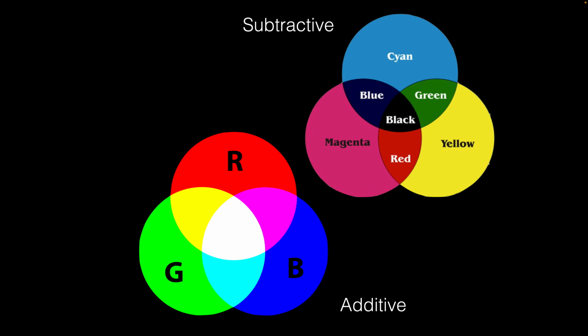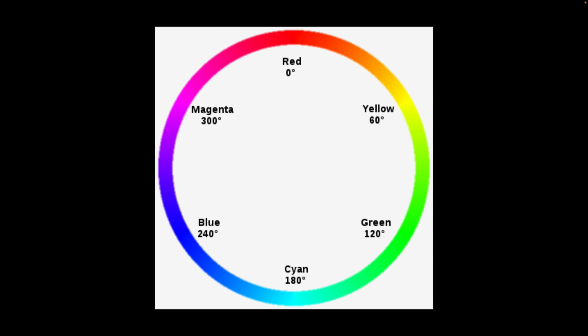If we combine red and green together, we get yellow. If we combine red and blue together, we get magenta. If we combine blue and green together, we get cyan. And you can see that they all match their opposites the same way. Here is the color wheel as a whole, and you can see that red and cyan are opposite, blue and yellow are opposite, and green and magenta are opposite.